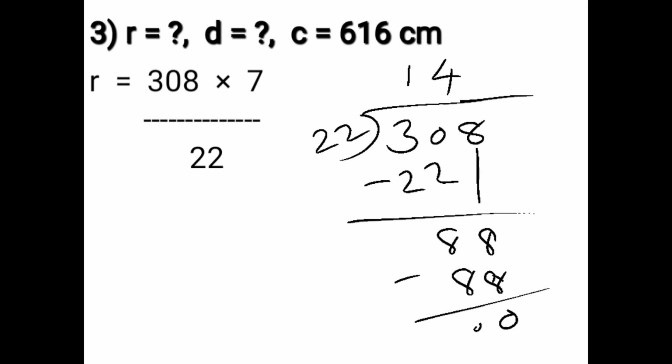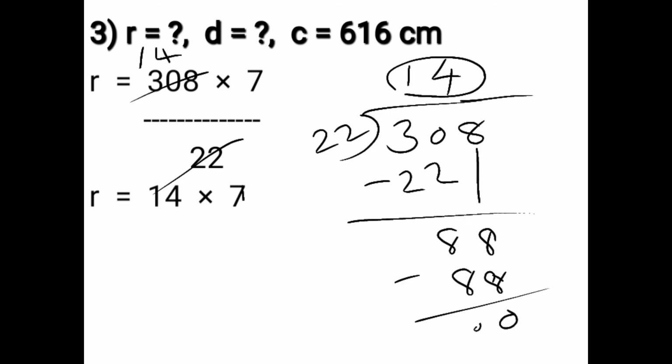Okay, now when I cancel this quotient, what I got? 14. When I do cancel here, 22 ones are 22, 14s are. Okay, radius is equal to 14 sevens are. 14 sevens are how much? 98. Radius is equal to 98 centimeter.